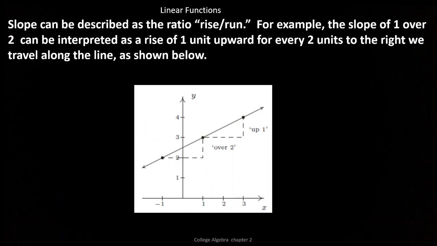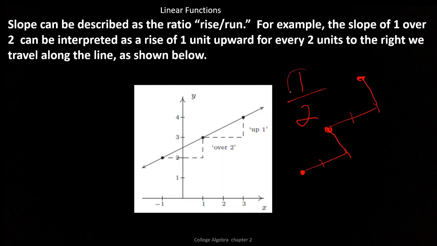So slope also, of course, means a rate of change, a rate of change in y over change in x. So when we say, for example, the slope is 1 over 2, it means if you start from any point on that line, if you go right 2, then you have to go up 1.